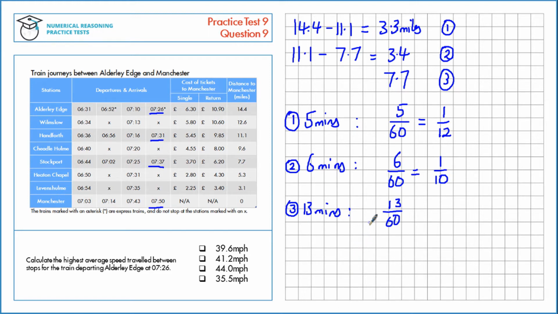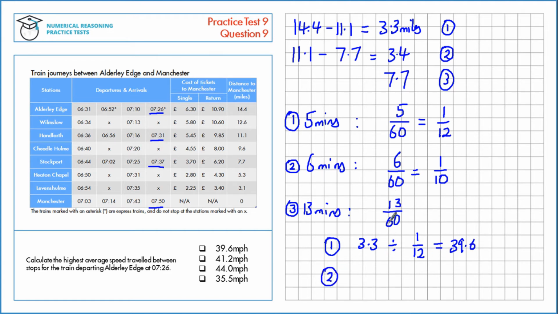Finally, let's calculate the average speed for each portion of the journey. For part 1, to calculate the speed, we need to take the distance, 3.3 miles, and divide by the time, which is 1/12 of an hour. That gives us 39.6 miles per hour.